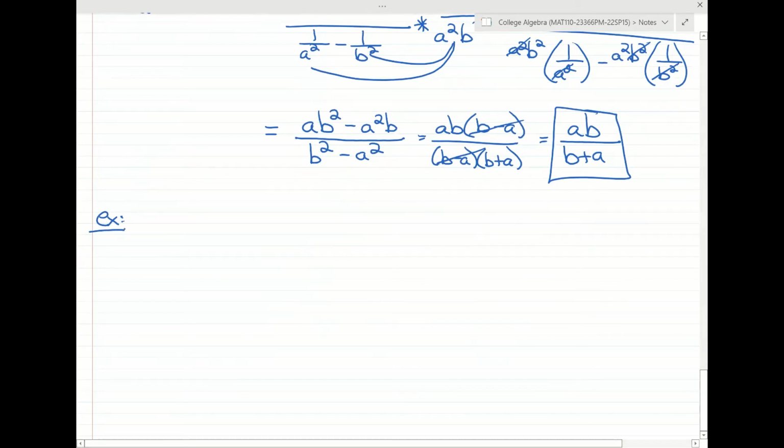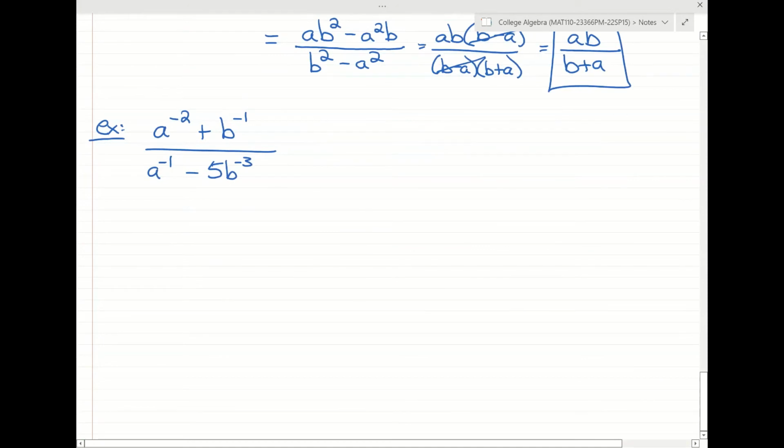Little slight variations. What if we had a to the negative second plus b to the negative first divided by a to the negative first minus 5b to the negative third? So we have negative powers. I have to try to remember, what did we say a negative exponent meant? Very good. All right, so we had a property that said a to a negative exponent means 1 over a to the n. In other words, we just switch the position.